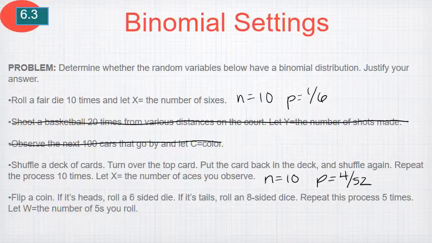Okay, so binary, sure. Success is 5, failure is not 5. Independent, one roll doesn't affect the next one. A die has no memory, so that's true. Number of trials, yep, we have 5 in advance. Success, no, the probability is going to change depending on whether we roll a 6-sided die or an 8-sided die, so this is not a binomial setting. Goodbye, this one.